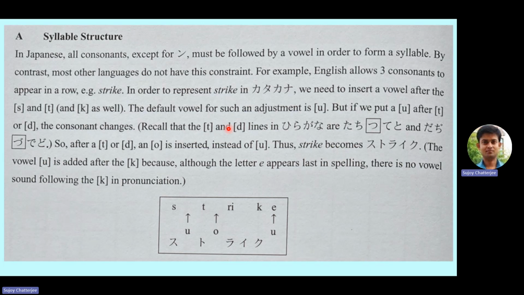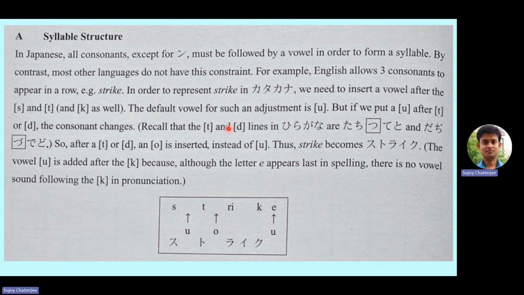So now if we want to write this word in Japanese, how do we write that? Because there is no independent S, T or R sounds in Japanese. All of these have to be followed by a vowel sound. So in order to represent strike in katakana, we need to insert a vowel after the S and T and K as well. The default vowel for such an adjustment is U. So by default, we use a U sound after the consonant sound in Japanese whenever we try to convert a word from English to Japanese.